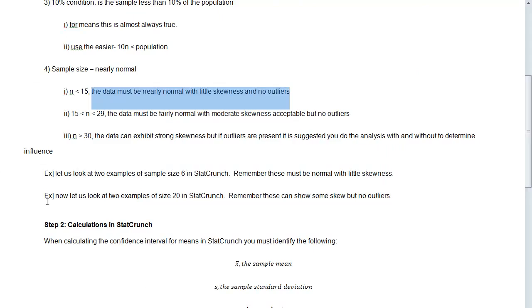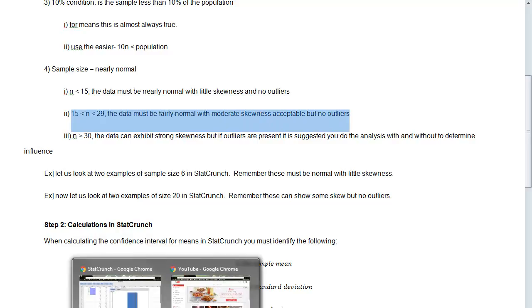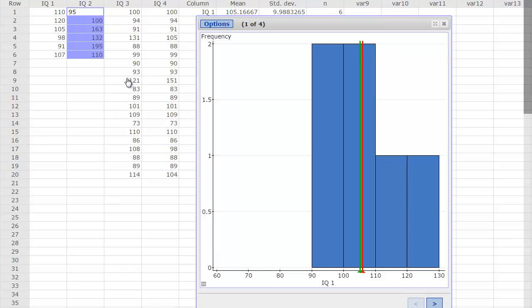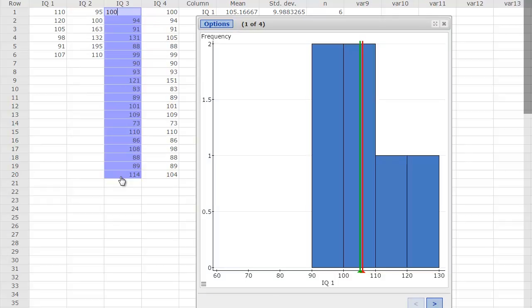Now, for example number 2, I'm going to look at 2 sample sizes of size 20 in StatCrunch. Remember, these can show some skew but no outliers. All right? And so 20 is between 15 and 29, so some moderate skewness but no outliers. So again, I'm going to go to StatCrunch. And here it's the same WISC4. But now the sample size is 20.